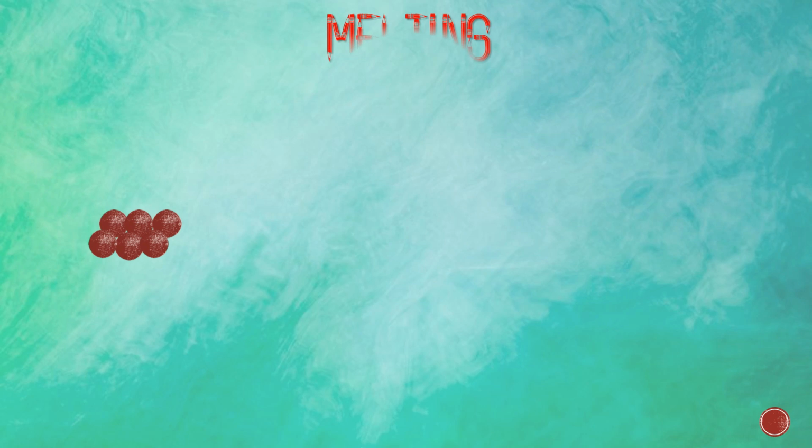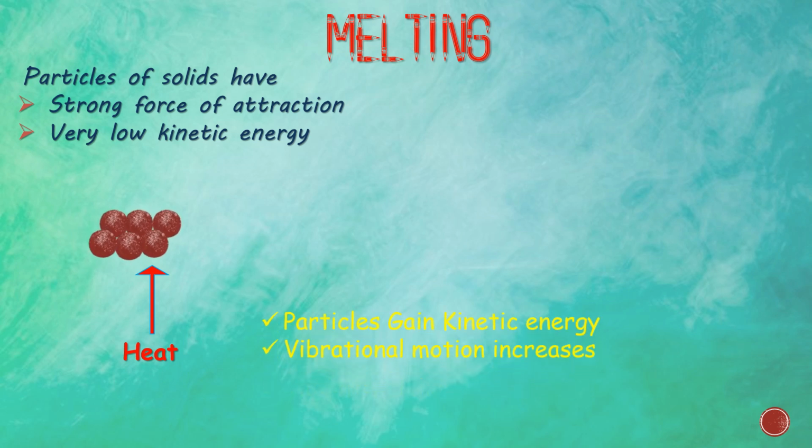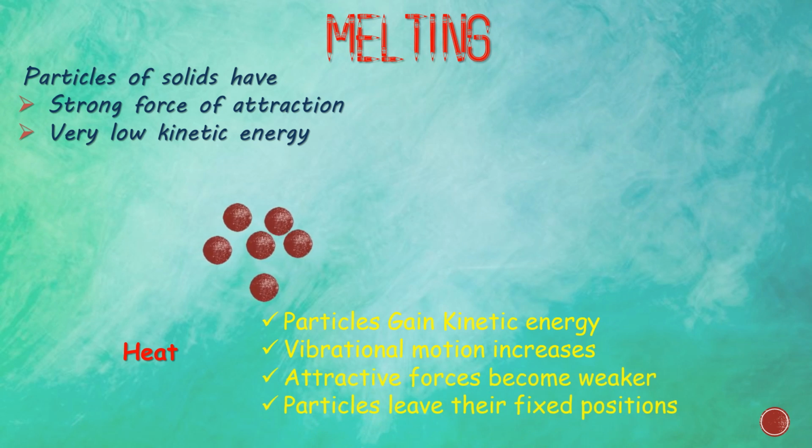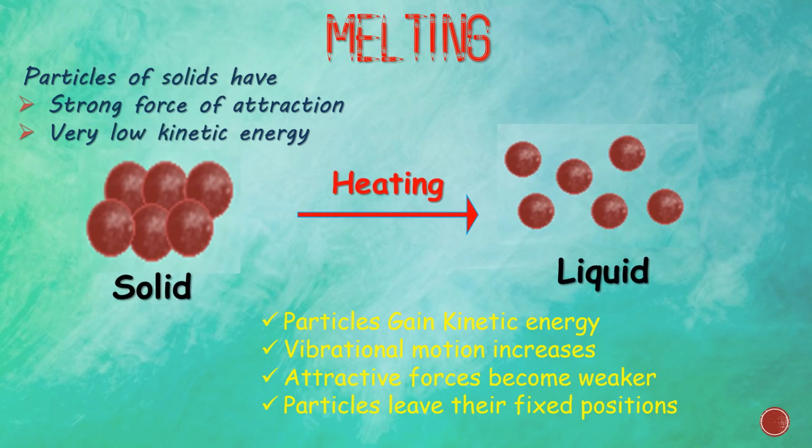Let's see what happens during melting. The particles of solid have very strong forces of attraction and very low kinetic energy, due to which they can only vibrate about their fixed positions. When a solid is heated, its particles gain kinetic energy, vibrational motion increases and attractive forces become weaker, and the particles leave their fixed positions. Thus, on heating, a solid changes into liquid. The temperature at which this change takes place is known as melting point.